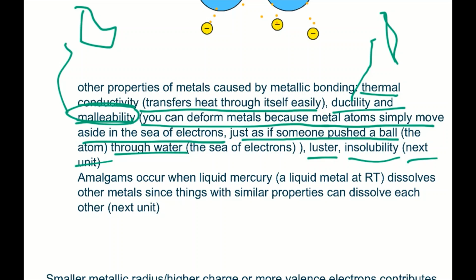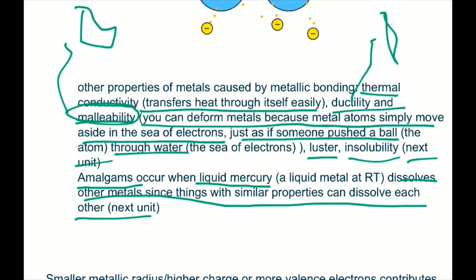Now, we have something known as an amalgam. Now, amalgams occur when liquid mercury dissolves other metals, since things with similar properties can dissolve each other, and this will also be discussed in further detail in the next unit.